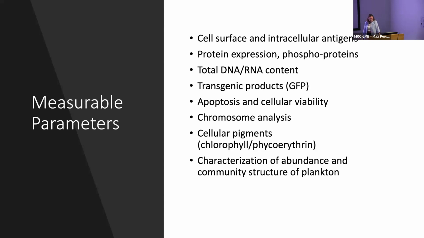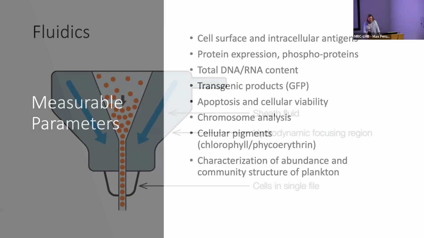So protein expression, phosphoproteins, you can do total DNA and RNA content, things like cell cycle analysis, cell kinetics, proliferation, ploidy and aneuploidy, as well as apoptosis. And we do a lot of chromosome sorting actually in the facility. So that's one of the things that we've most recently done. And even, again, cellular pigment. In my couple of past institutes, I even did a bit of plant-based sorting as well.